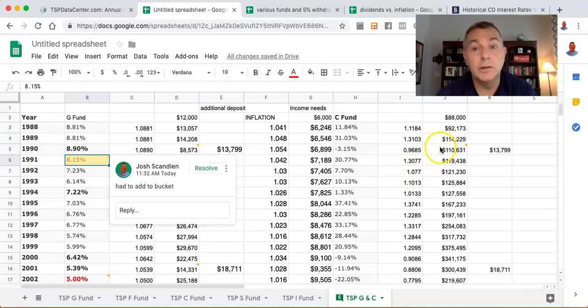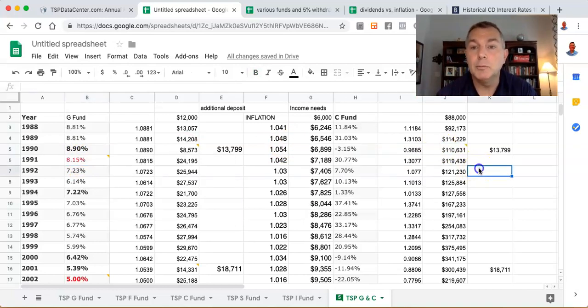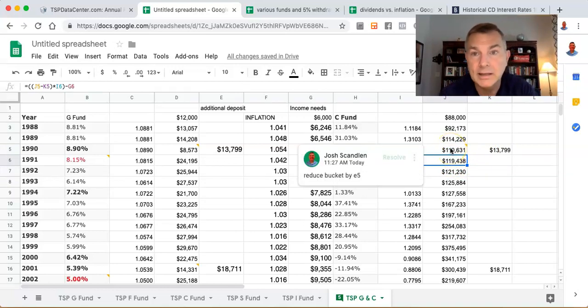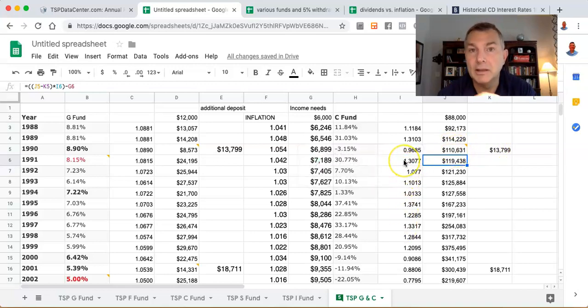All right, so going over here, we did the same thing. We said, okay, in this case, we had to reduce this bucket by $13,799. So what we do is we start the year with what we had before, in that case $110,000. We subtract out that $13,799. Then we times it by the amount of return that we got, 1.307, and then we subtract the amount of money we need to live on. So in this case, we have $119,000 left after taking $13,000, dumping it into the first bucket, and taking our distribution that we needed in terms of living on. I hope that makes sense.